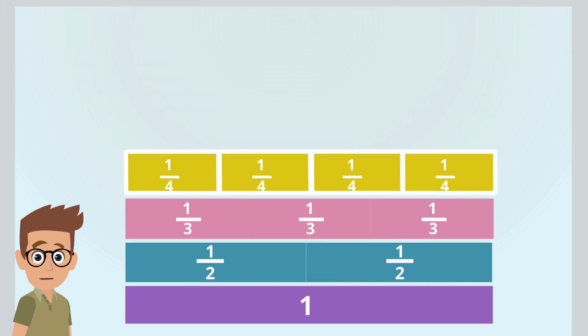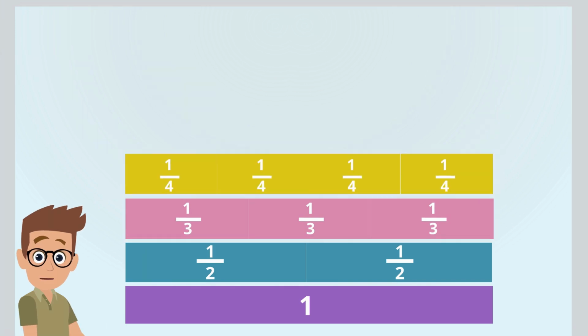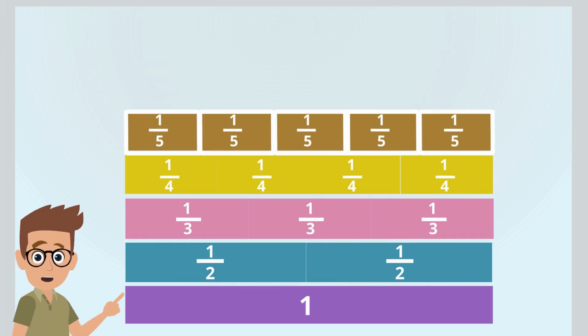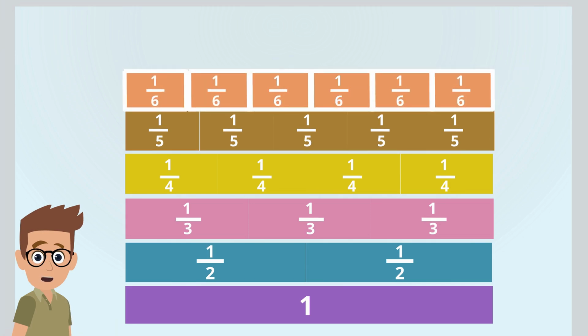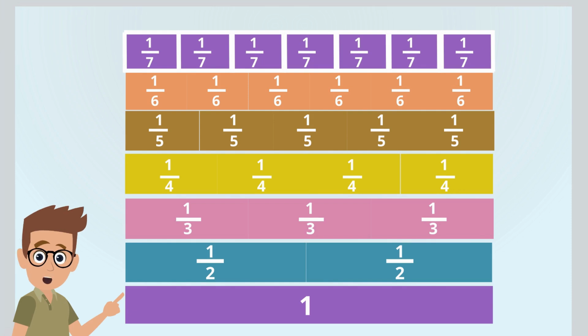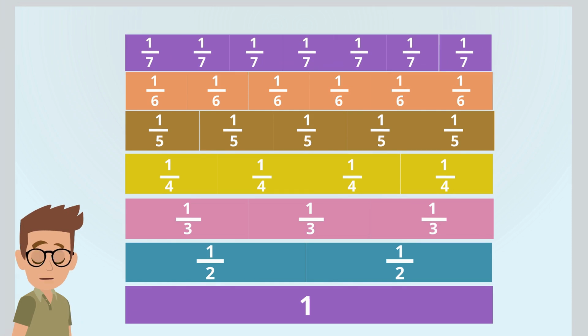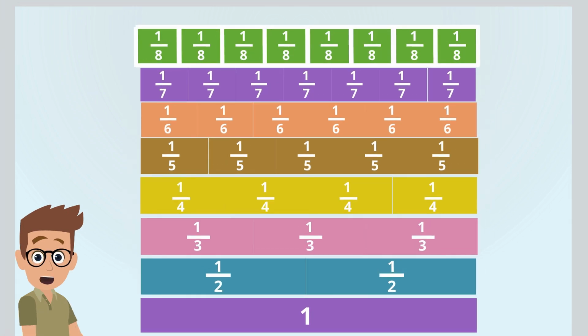4 equal parts to get 4/4. 5 equal parts to get 5/5. 6 equal parts to get 6/6. 7 equal parts to get 7/7. 8 equal parts to get 8/8, and so on.